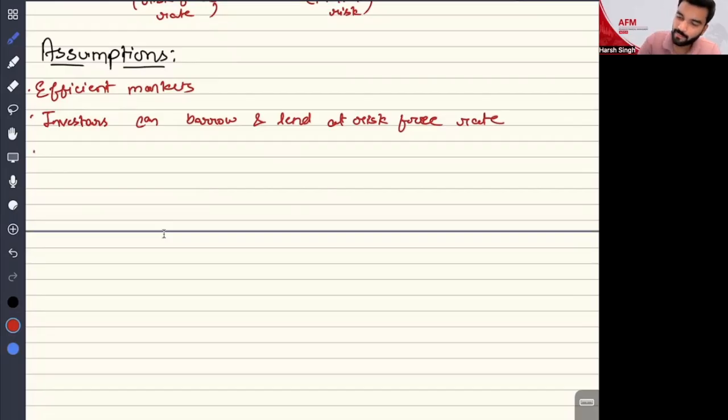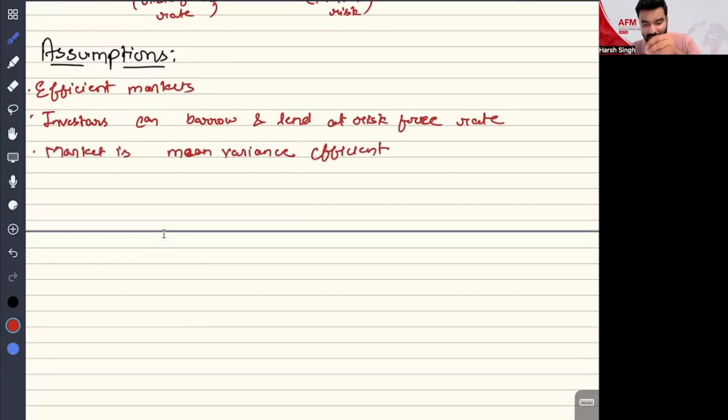Third point, remember the words: the market is mean variance efficient. What does it mean? That the investors are risk averse and seek that their investment should provide maximum return for the risk that they are taking. The market is mean variance efficient, and portfolios are diversified.